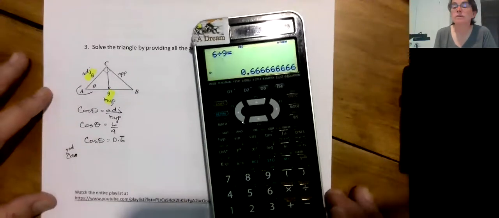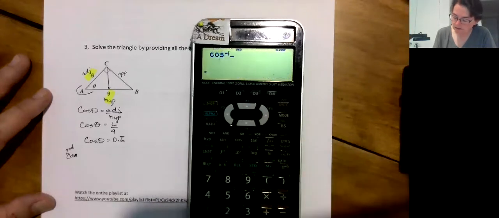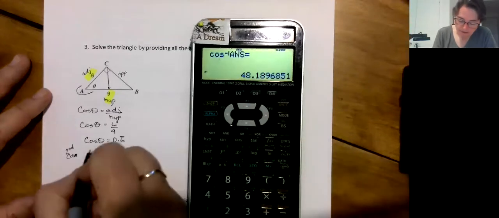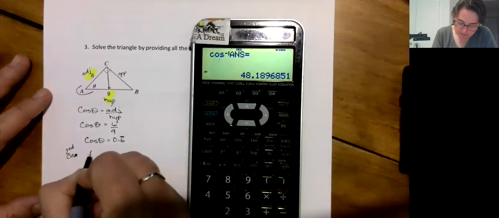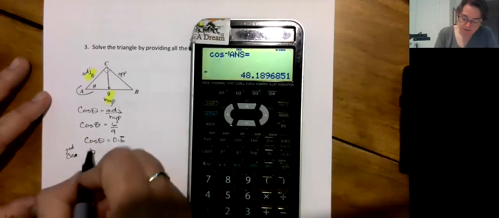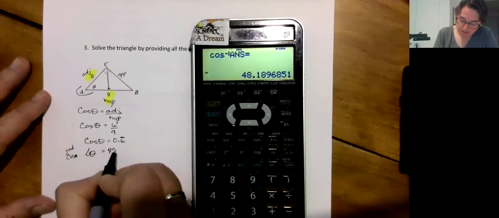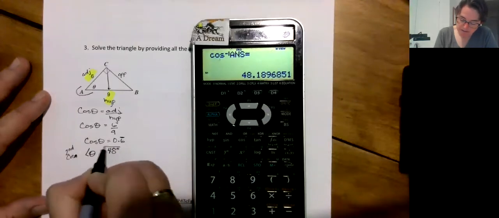And then you do, all right, second cos, like last time. I know I wrote cos to the minus 1, I mean the same thing. So second function, cos, equals, and so theta, notice how cos disappears now when you do that inverse. So angle theta is equal to 48 degrees.